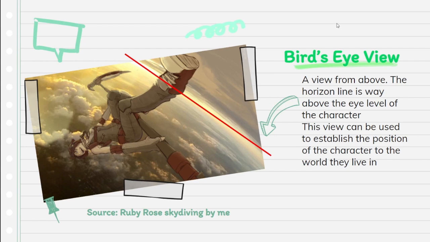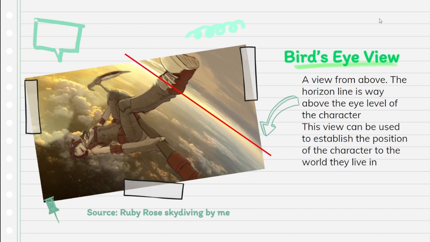So the example in this slide is basically a drawing of Ruby Rose by me. That's skydiving. So this is the bird's eye view, a view from above. One thing that I've noticed on a bird's eye view is that the horizon line is located way above your character's eye level.